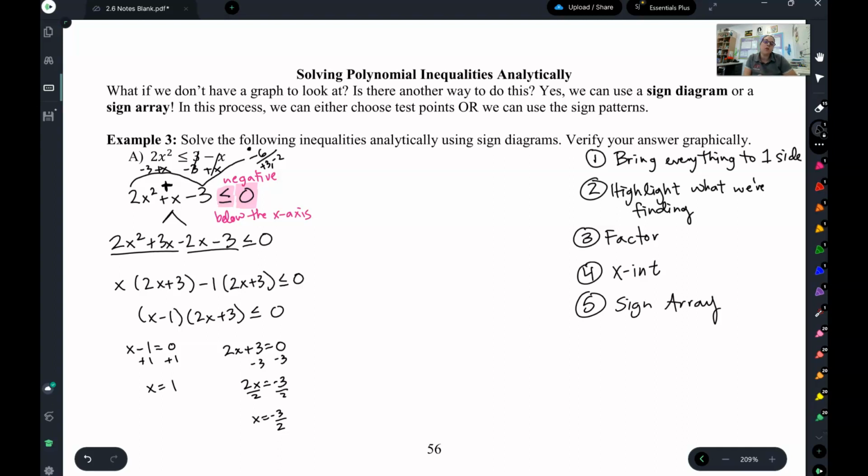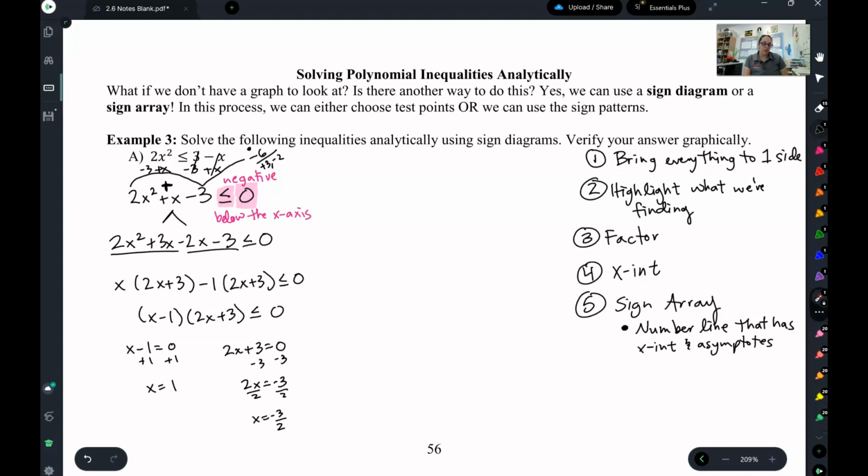This is the new part of the lesson, so I'm going to go a lot slower here. Now, to make your sign array, we're going to do a couple sub-steps. Step 1 on our sign array: you're going to make a number line that has the x-intercepts and any asymptotes on it.